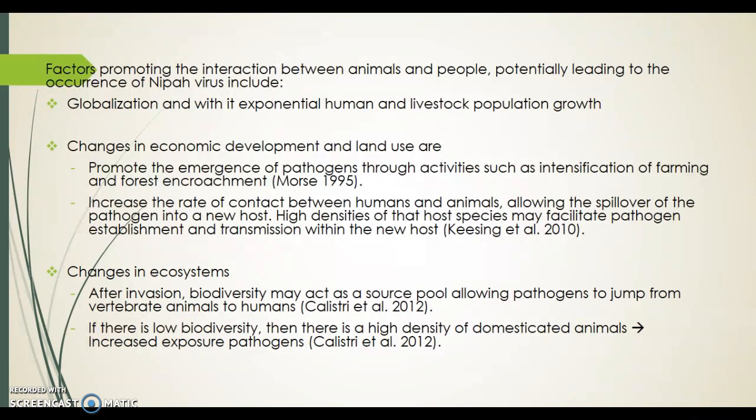The third factor is changes in ecosystems. So after the invasion from the pathogen, biodiversity may act as a source pool, allowing pathogens to jump from vertebrate animals to humans. If there is low biodiversity, then there is a high density of domesticated animals, which increases exposure to pathogens, just like I mentioned before.